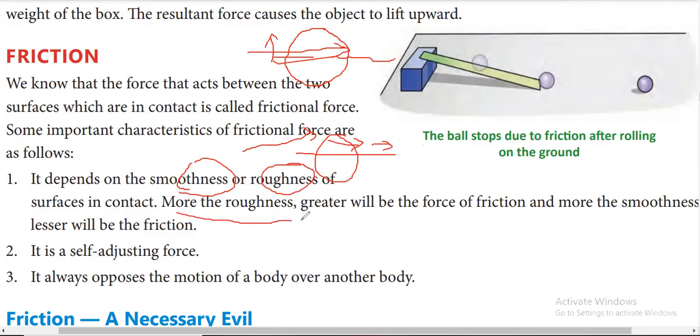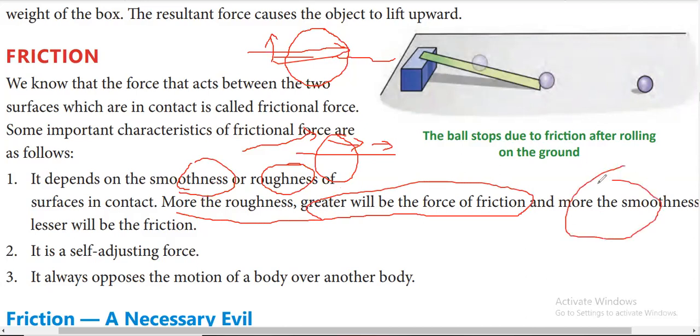Okay, so if more roughness is present between the two surfaces, the friction force will be greater. And on the other hand, if the surface is smooth, the friction will be less.